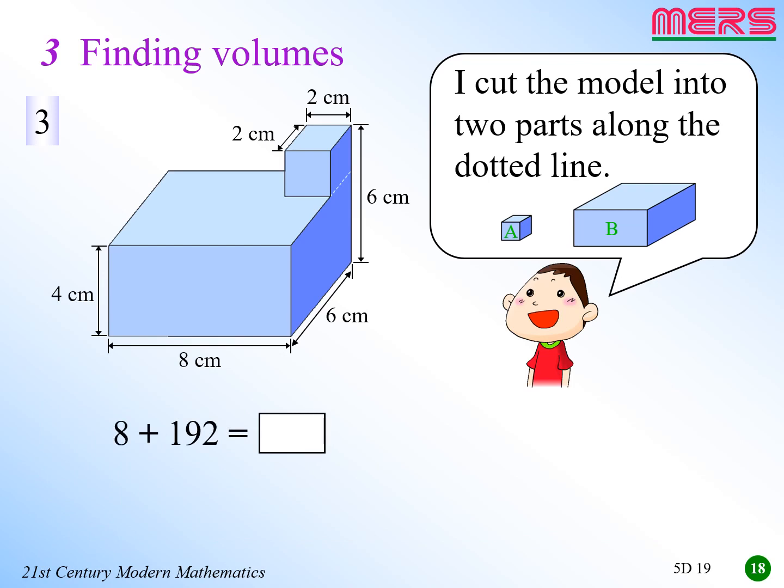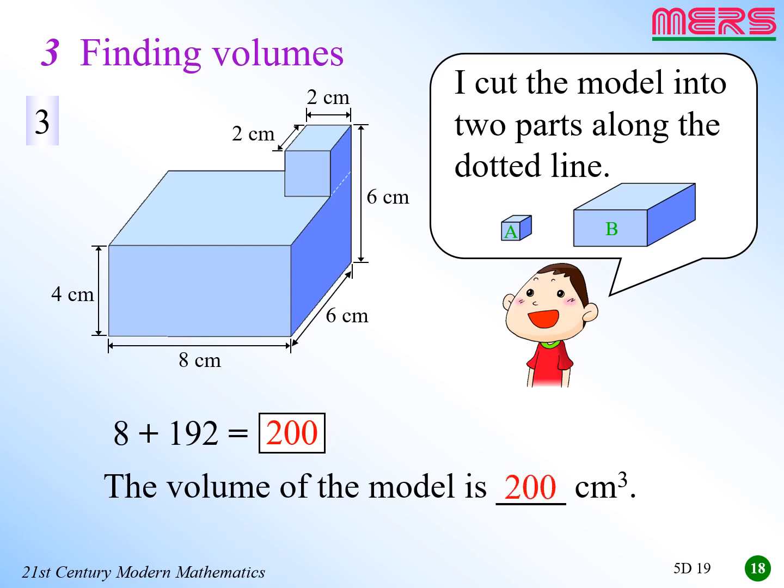Therefore, the volume of this purple object is found by adding the volume of the cube and the cuboid. That is 8 plus 192, which is equal to 200. The volume of this model is 200 cubic centimeters.